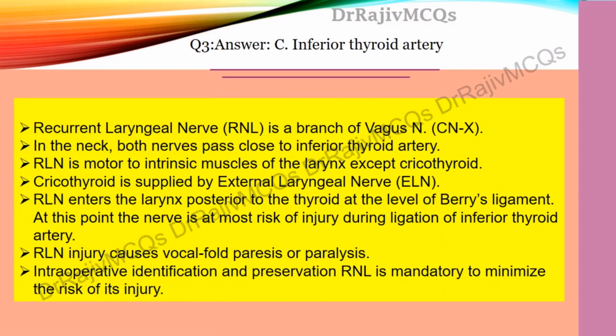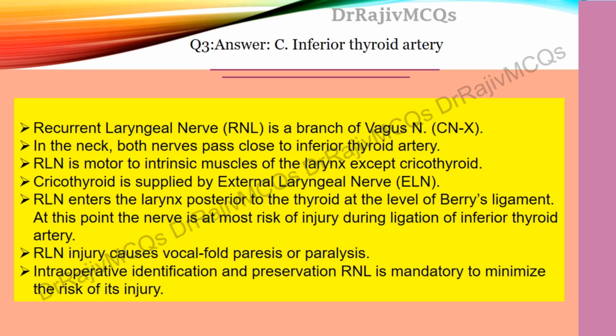The correct answer in question number 3 is option C. The recurrent laryngeal nerve is a branch of the vagus nerve. In the neck, both nerves pass close to the inferior thyroid artery. Near the thyroid gland, the recurrent laryngeal nerve may pass anterior or posterior to the inferior thyroid artery or between its branches. It is the motor nerve to all the intrinsic muscles of the larynx except cricothyroid, which is supplied by the external laryngeal nerve.